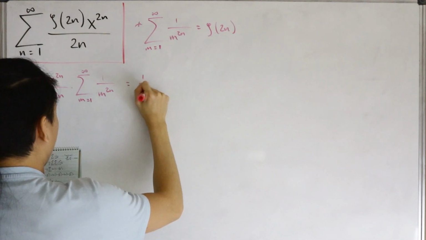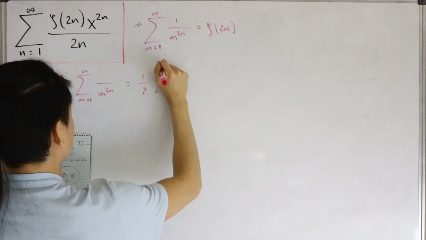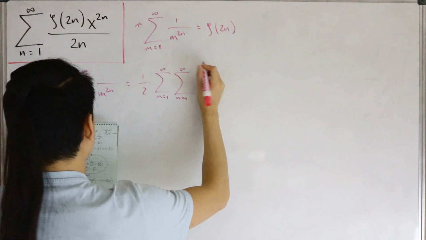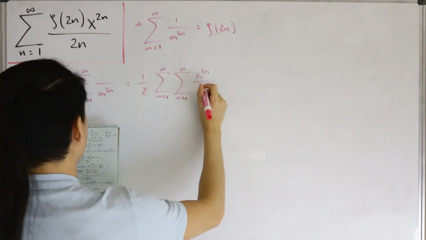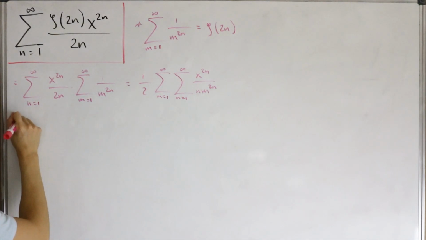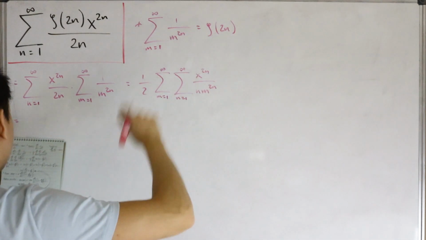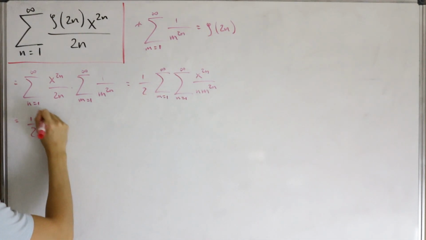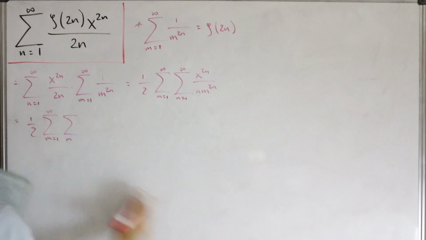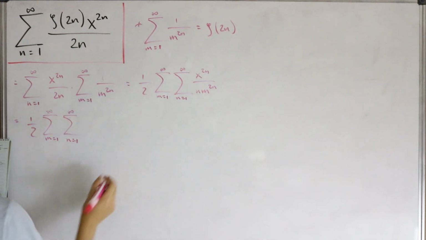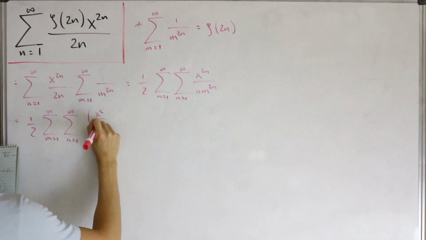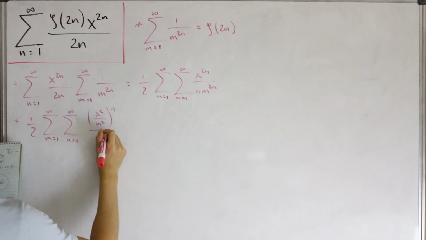So I have 1/2 multiplied by our double sum. The index I'm going to write first is m equals 1, and then n equals 1, of x to the power 2n divided by n times m to the power 2n. Let's simplify this by factoring out the exponent n. So I have 1/2, and we still have our double sum over m equals 1 and n equals 1. Factoring out that exponent n, we have x squared divided by m squared, that quantity to the power n, and then divided by n.